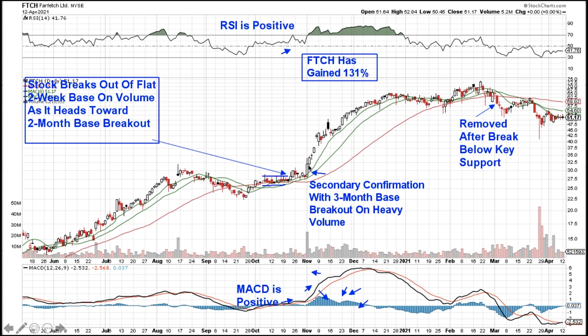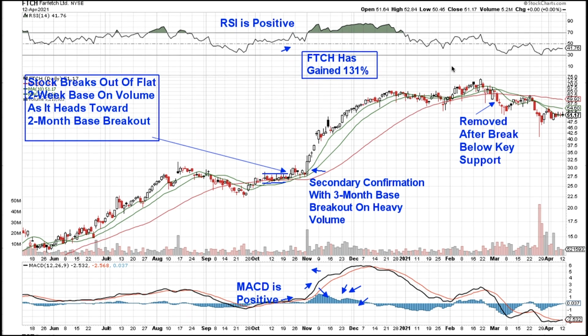Throughout this uptrending period, we were advising subscribers to add to this stock. We did eventually realize that the stock was coming under distribution here at the beginning of March as it broke below key support. Take a look, higher above average volume indicated the stock was under distribution. FTCH did gain 131% during this uptrending period.